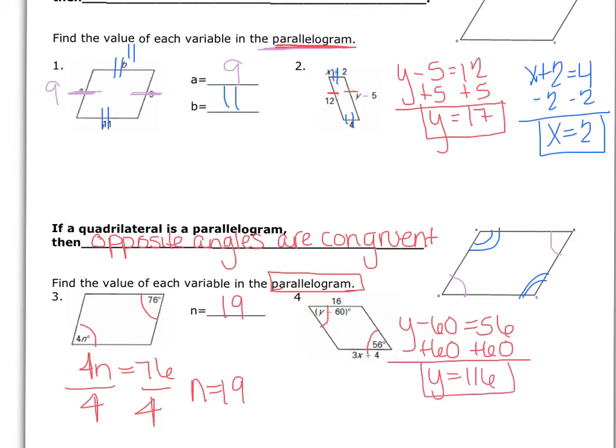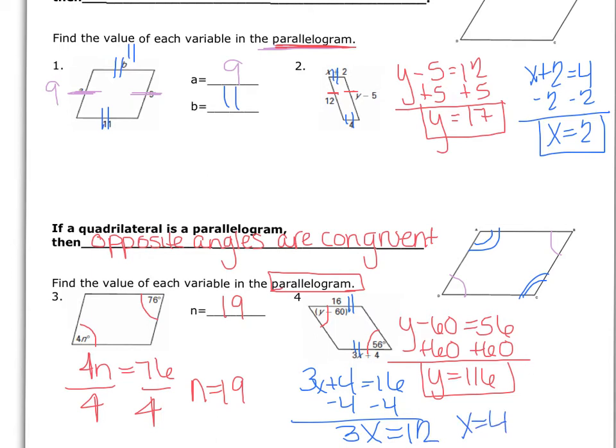Now we still have to solve for x. Well, look where x is at. X is sitting along this side. So this side has the expression of 3x plus 4. It is opposite from the side that has a 16 on it. Well, opposite sides are congruent. So we're going to set the measures equal to each other. So 3x is equal to 12. X is 4. All right, good job.